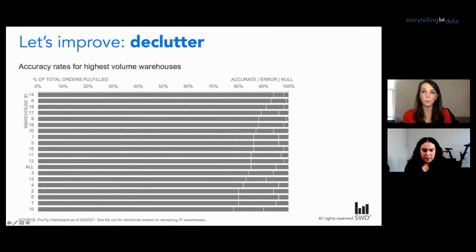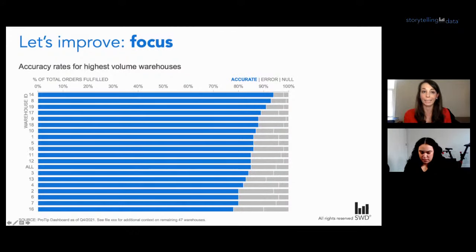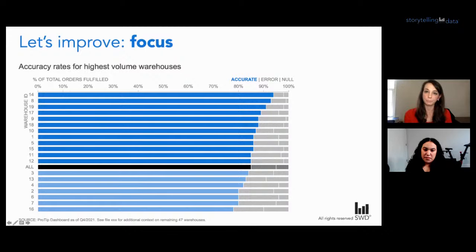So perhaps I first want to call attention to overall our accuracy rates. I could highlight that in blue, de-emphasize the rest of the graph. So now we can see accuracy rates are generally between 80 and 90% for our top volume warehouses, which seems pretty good. It seems like a good thing. But maybe I want to get a little more specific though. Maybe I want to emphasize that overall average and talk about the ones that are above average and why they're above, and perhaps the ones who are below average and where we have some room for improvement.